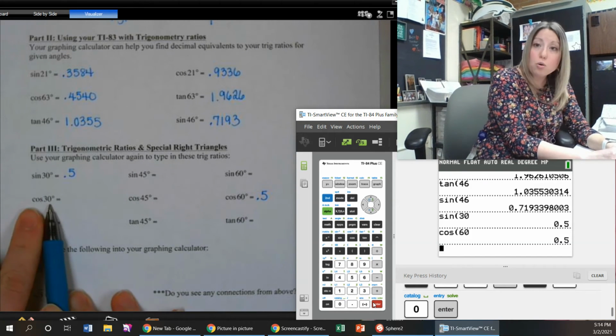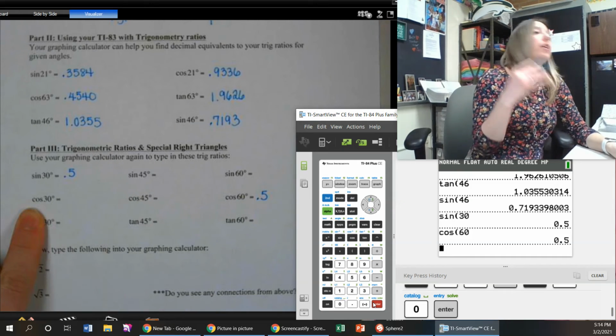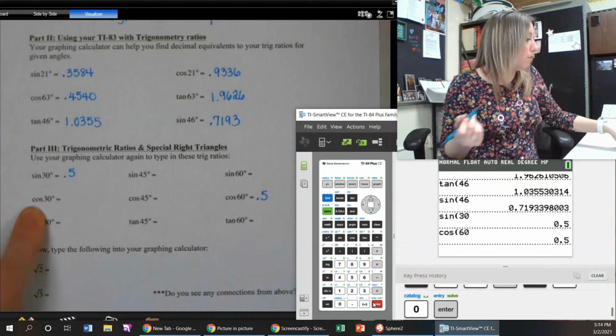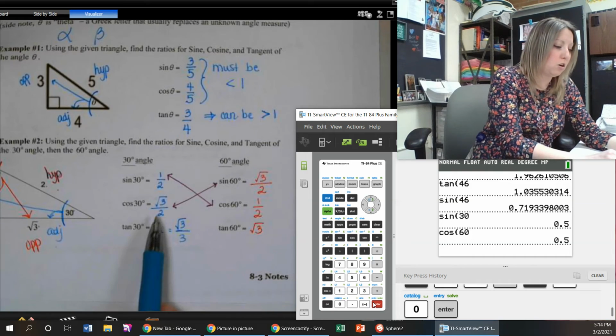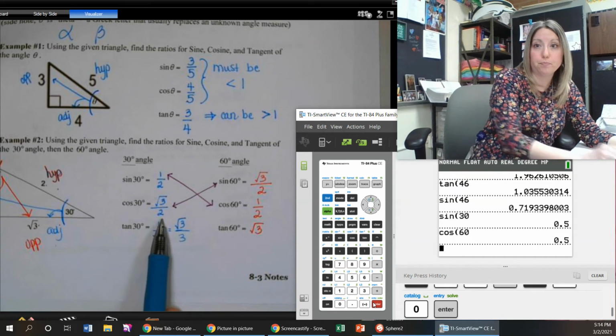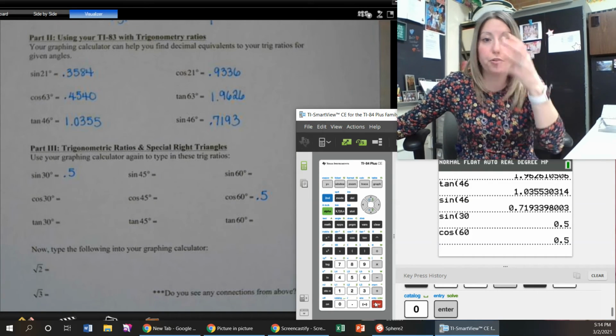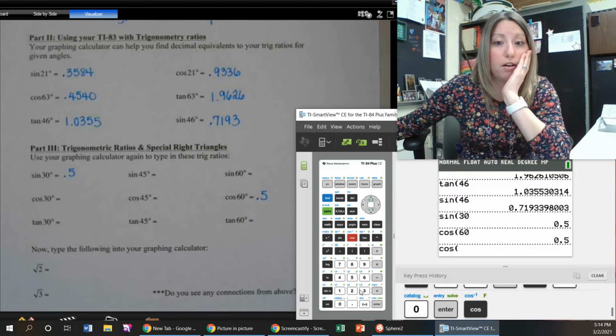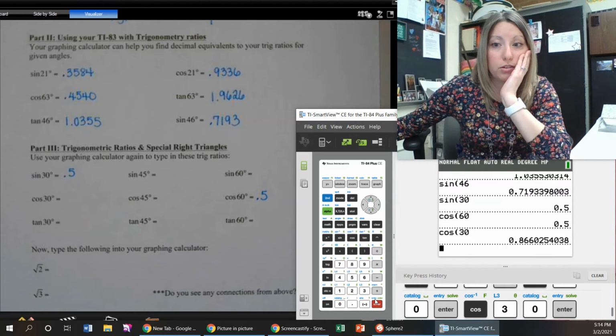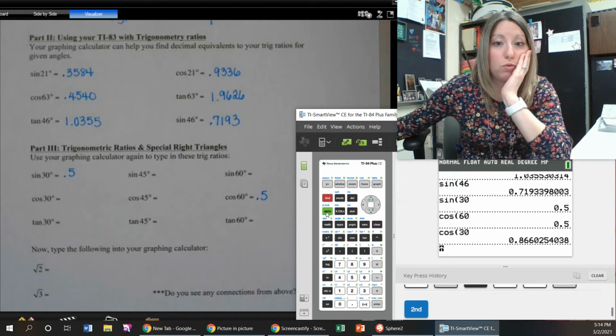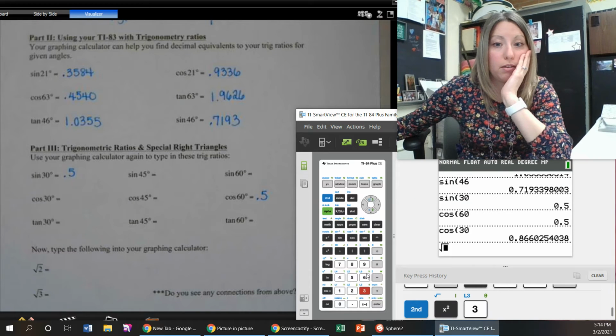Now, the cosine of 30 is going to be the decimal equivalent of radical 3 over 2. And I'll just prove both of those things. Cosine of 30 is this. Now I'm going to take radical 3.